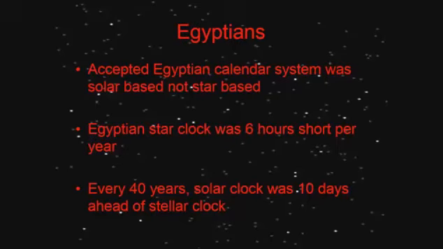But the accepted Egyptian calendar system was solar-based and not star-based. And the Egyptian star clock was basically 6 hours shorter than the solar clock per year, and that gave them a bit of a mismatch. So every 40 years their solar clock was 10 days ahead of their stellar clock, and this was a serious problem that they didn't really sort out in terms of their calendar.